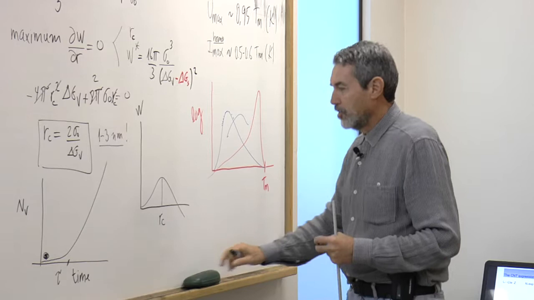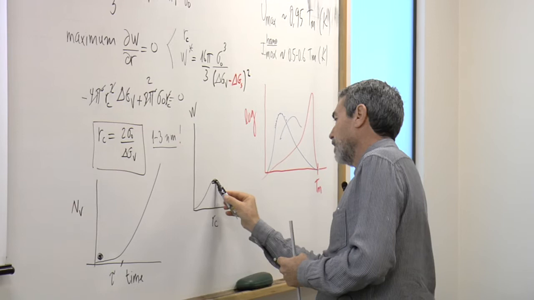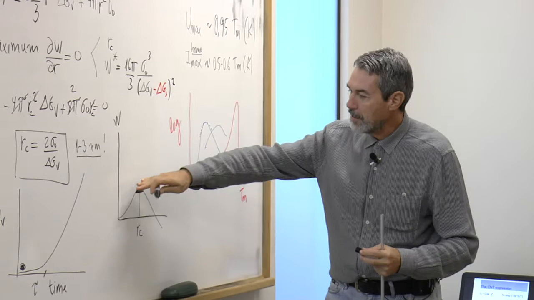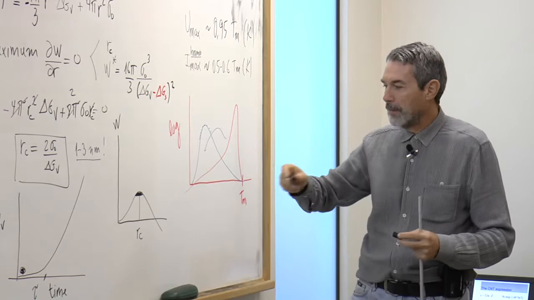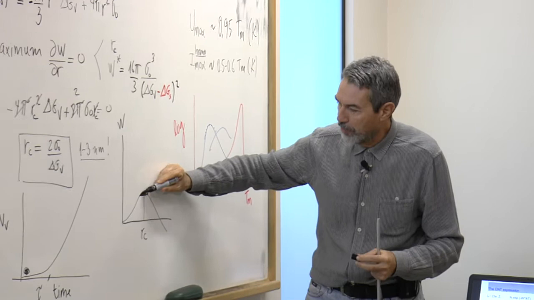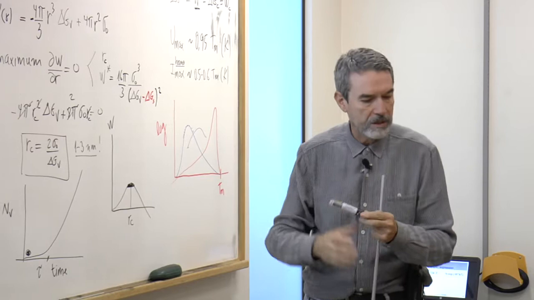Some clusters wander about here. They wander here, go forth and back, forth and back, because this is not very sharp. This is shallow, so they wander about here. In some nuclei on this side, they can dissolve back also, because this is not very sharp. So this is a factor which was calculated by Zeldovich.